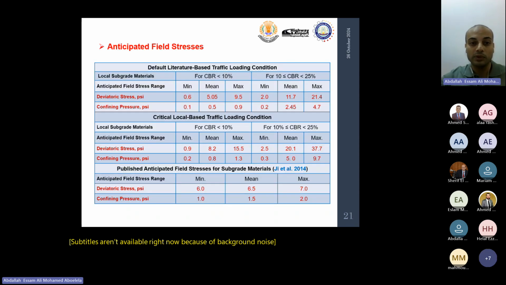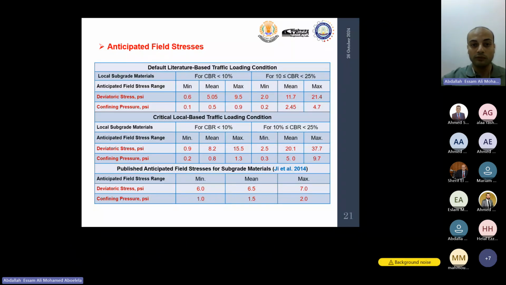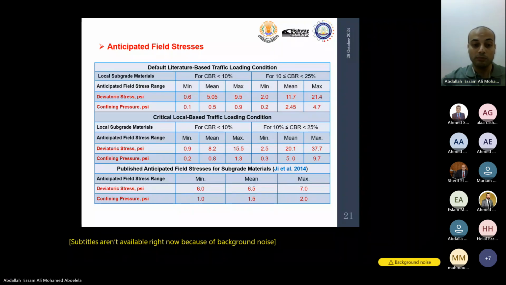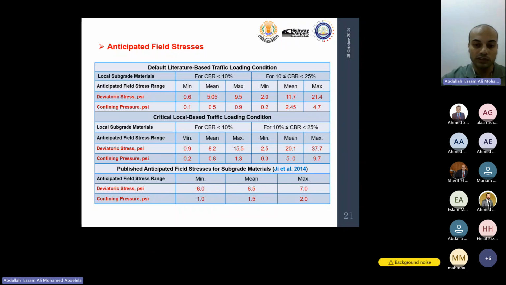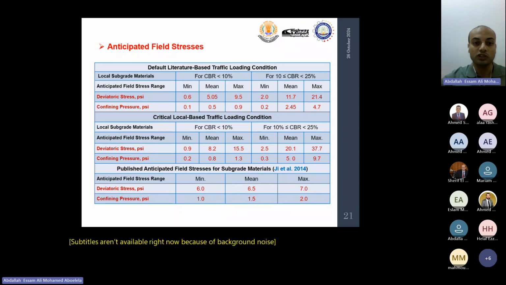And we can compare the values of deviatoric stress and the confining pressure for three cases. The first is the default case for the new anticipated field stress, the second is the critical case for the new anticipated field stress, and the third is the published anticipated field stresses in the G study. For example, as we show for group one, for CPR less than 10%, the deviatoric stress ranged between 0.6 to 9.5 psi, or pounds per square inch, and for confining pressure it ranged between 6 to 7 pounds per square inch. I think there is a huge difference between the two ranges for default and the published in the G study because of the different characterization of materials.